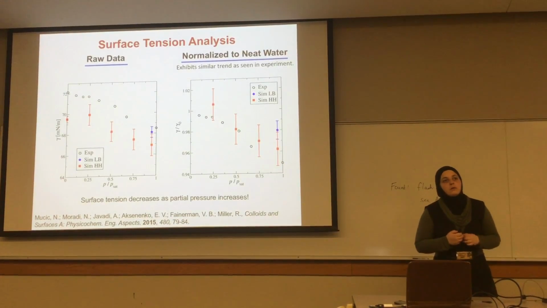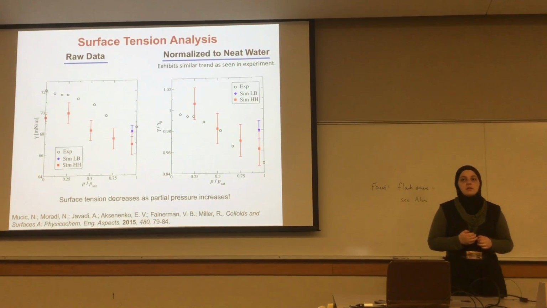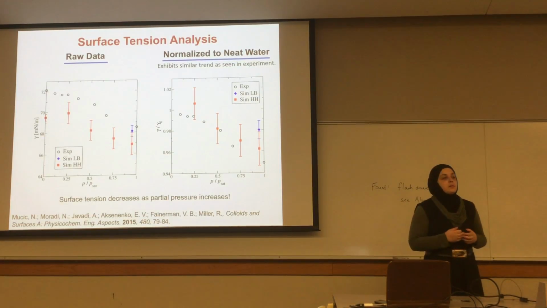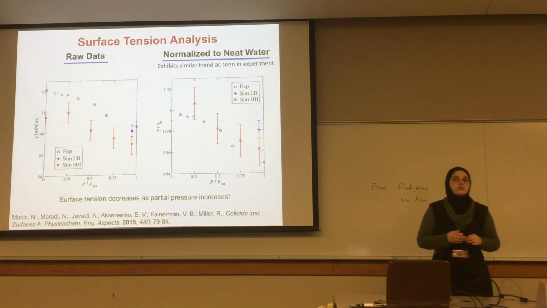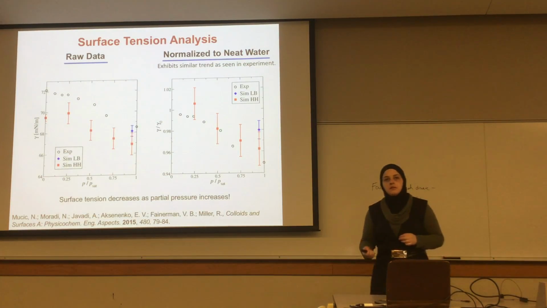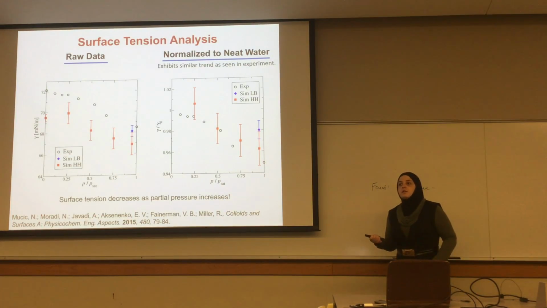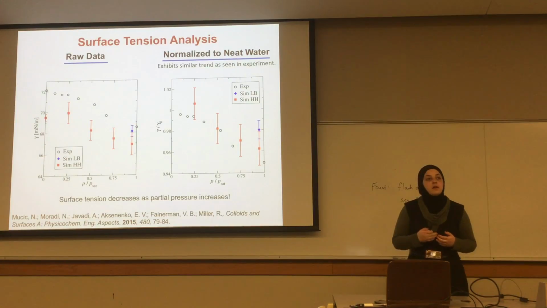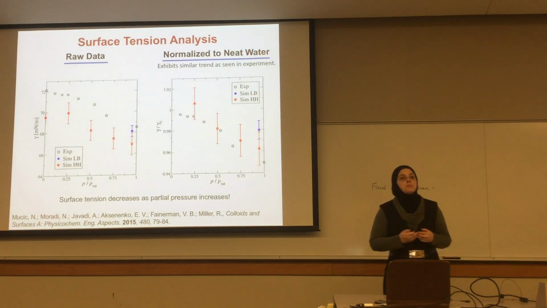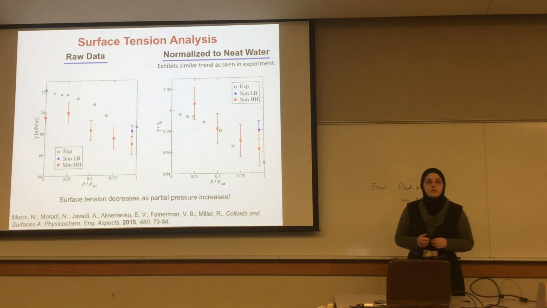Now, we ran these simulations, and what do we observe? With the raw data, we immediately see that compared to the neat water surface tension, we definitely start to see a decrease in the surface tension as our partial pressure increases. Clear? Yeah. When we normalize, we see that we actually have a very similar trend to that obtained by the experimentalists presented before. So there you go.